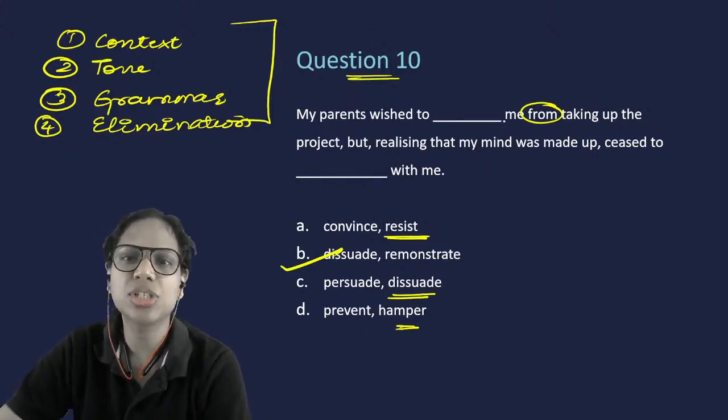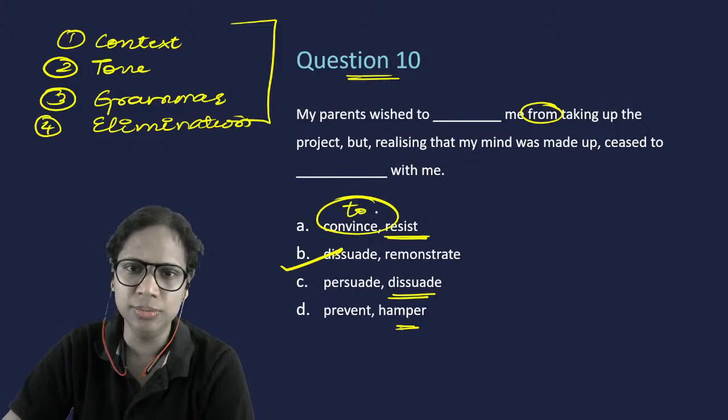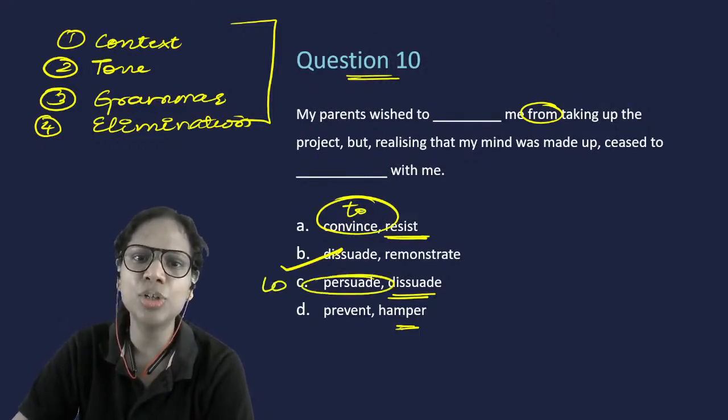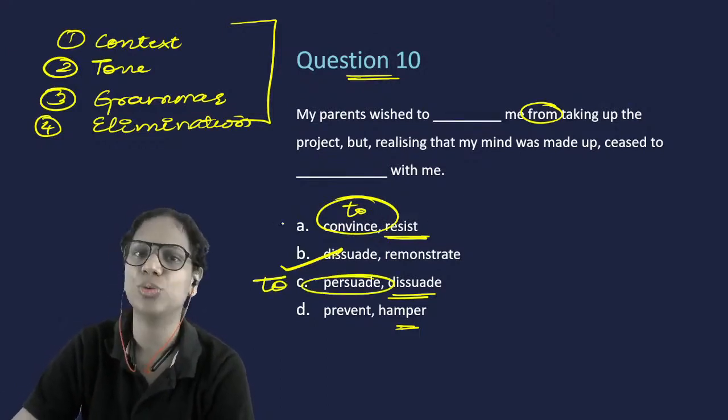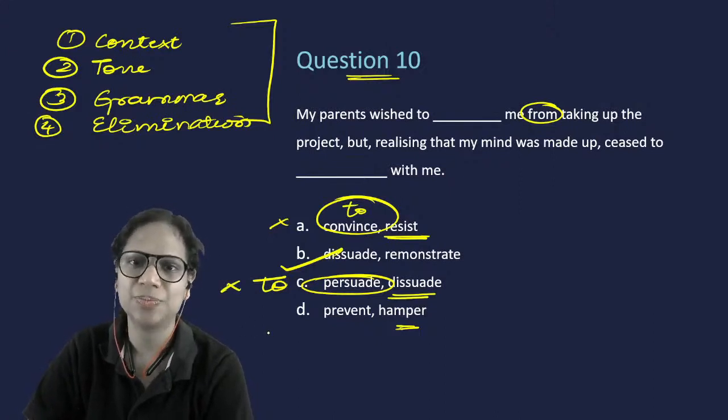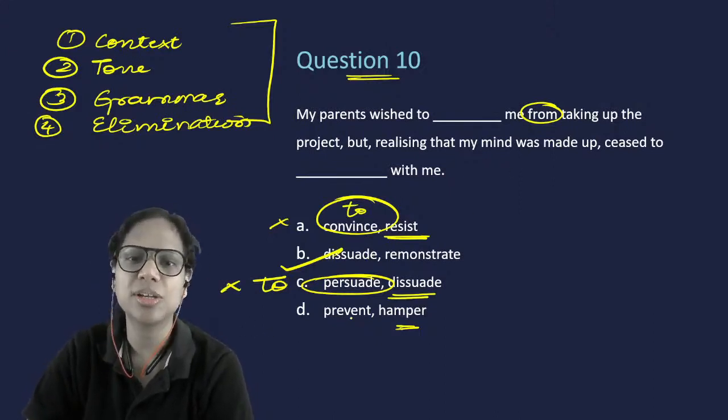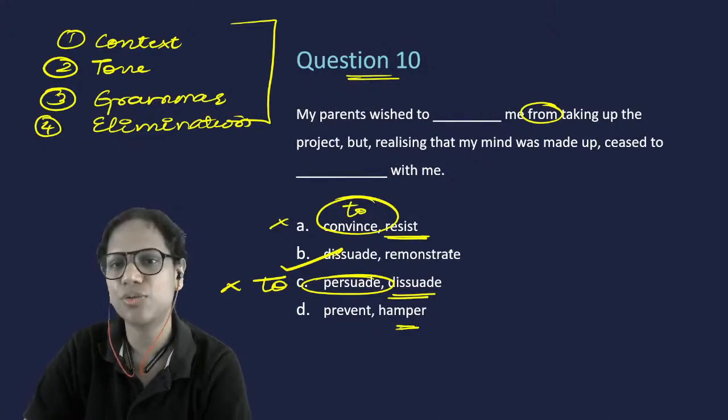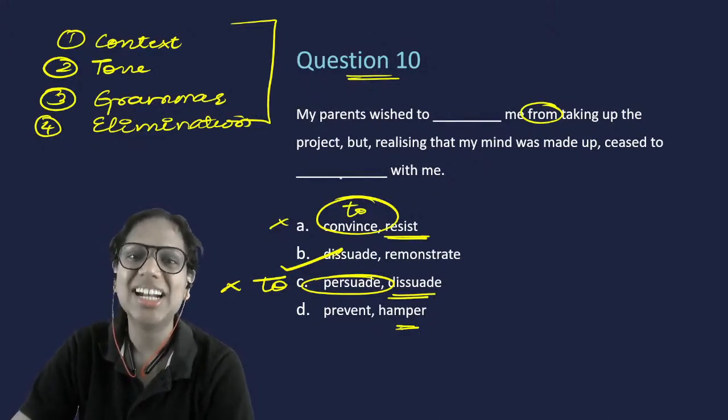Convince me to do something. Convince is followed by to. You persuade someone to do something. Again, persuade is followed by to. So A and C are eliminated. You can dissuade someone from doing something or prevent someone from doing something. That is fine. Now look at this. Dash with me.